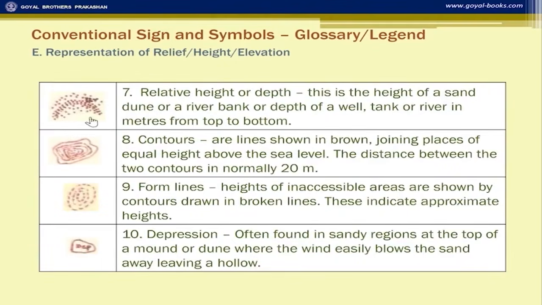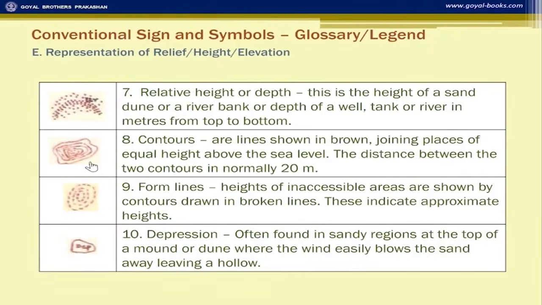The relative height, we just discussed. If it is given beside the sand dune, it shows the relative height of the sand dune is 12 meters. So the R is for the height between top and bottom. Whenever the question is asked, you must always remember to state that the relative height of the sand dune is 12 meters. Do not say just 12 meters.